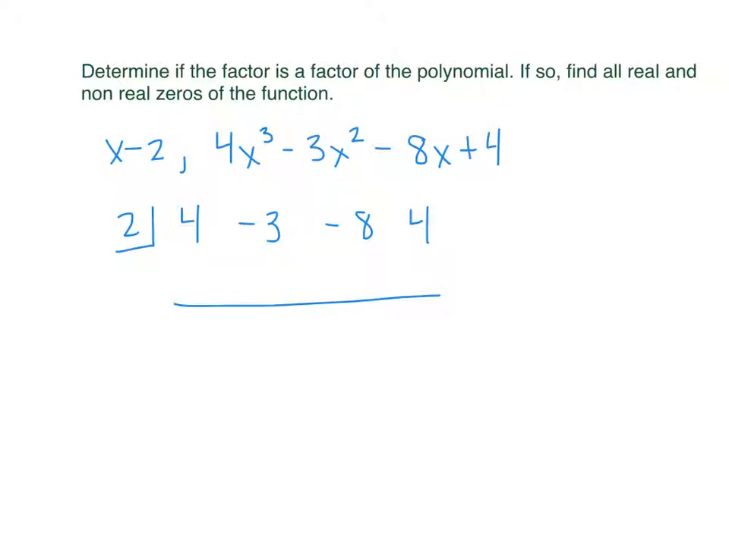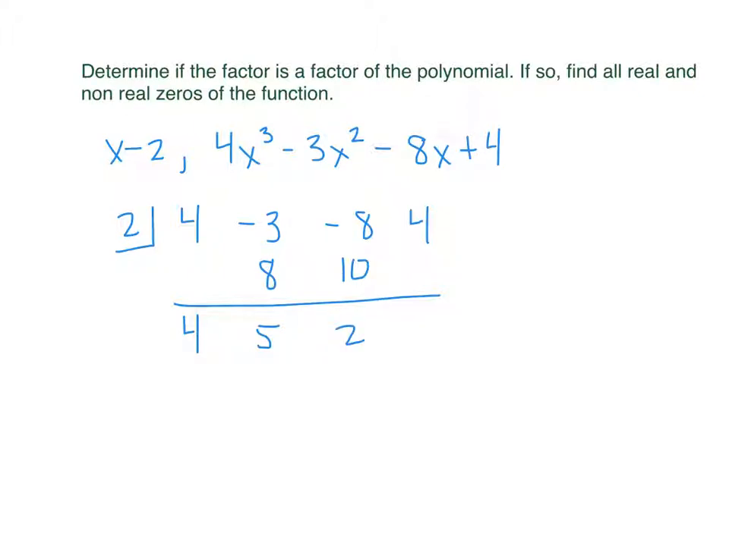Okay, now we're going to go through the process of synthetic division. And we bring down that first coefficient of 4 and multiply that result by that 0 of 2. So 2 times 4 we get 8, and that goes underneath the next coefficient. All right, now we add down -3 plus 8, we get a positive 5. Multiply 2 times 5, we get 10. That goes under the -8. Add down, we get positive 2.